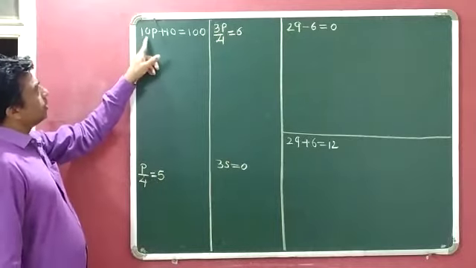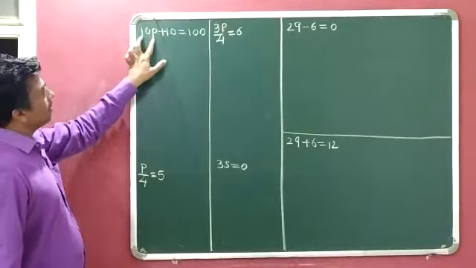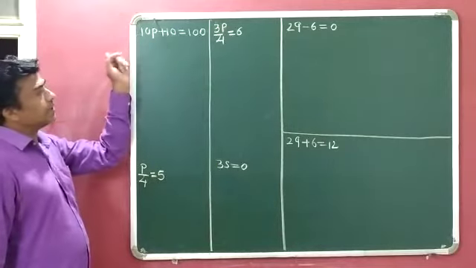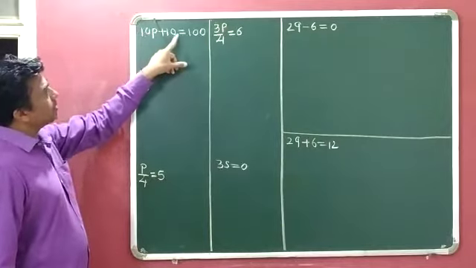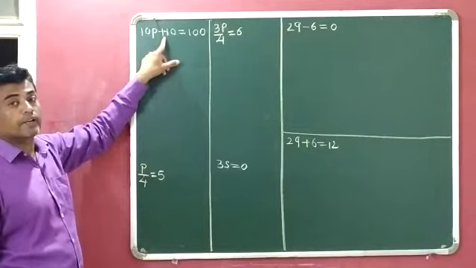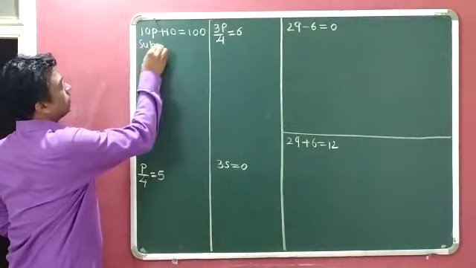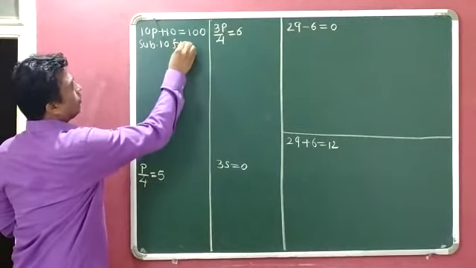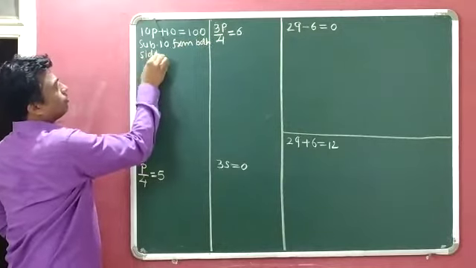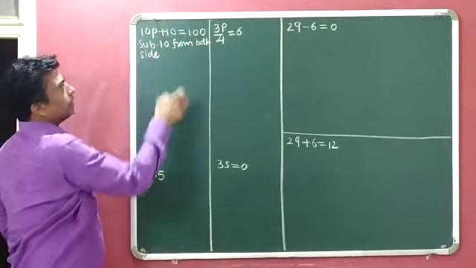See here, first question: 10p plus 10 is equal to 100. Here multiplication and addition are both given to us, so first we will deal with the addition. We have 10p plus 10 equal to 100, which means we have to subtract 10 from both sides, from this side and from this side.